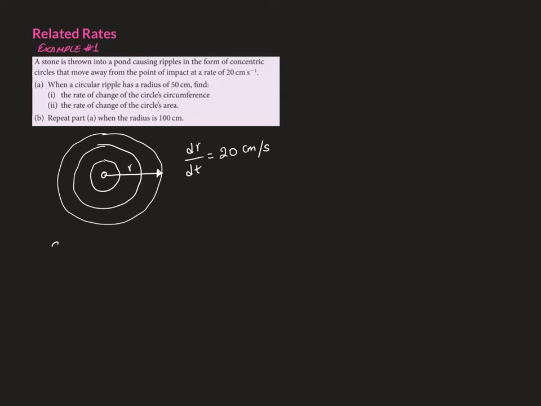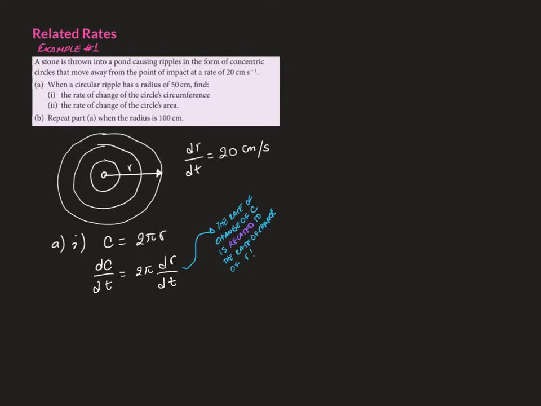So in order to do the first part, A1, we want to find an expression for the circumference, and that is C equals 2 pi r. I'm not just going to substitute the value of the radius, 50 centimeters. I need to find the rate of change first. So to do that, I'm going to differentiate with respect to time. So derivative of C with respect to time is equal to 2 pi derivative of r with respect to time.